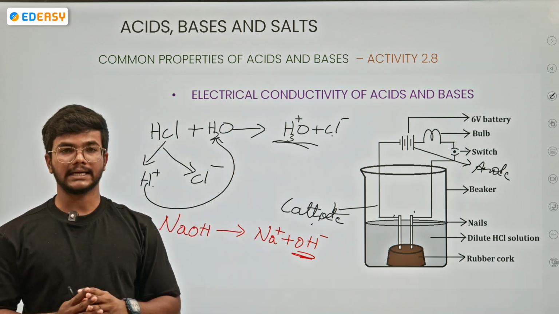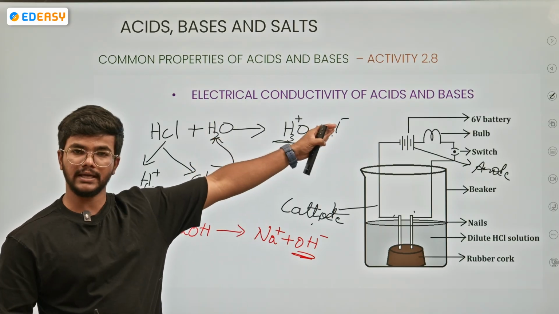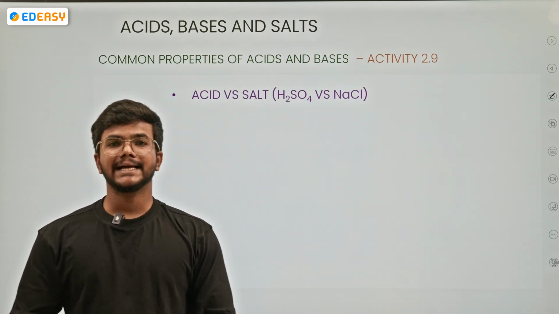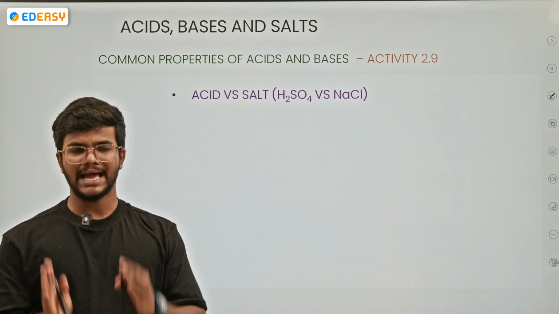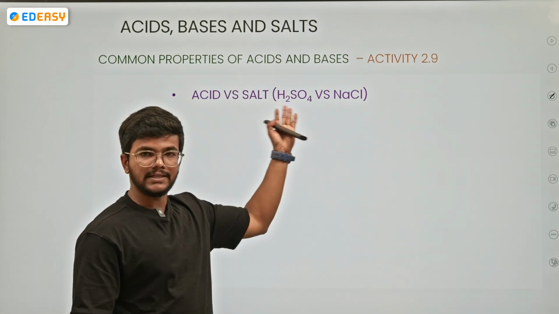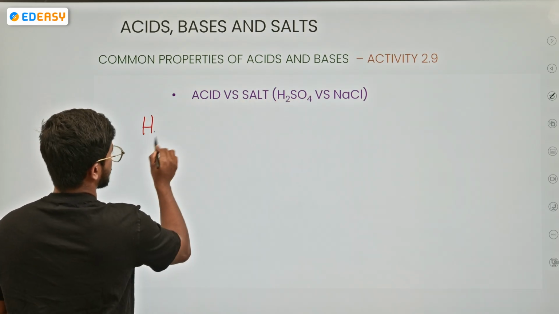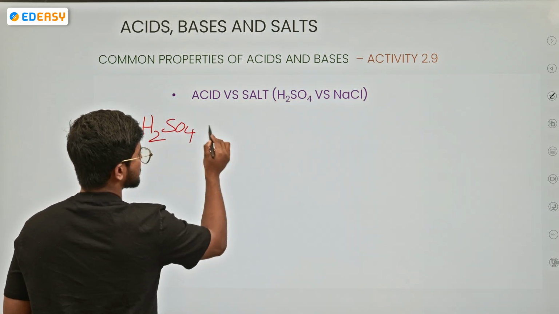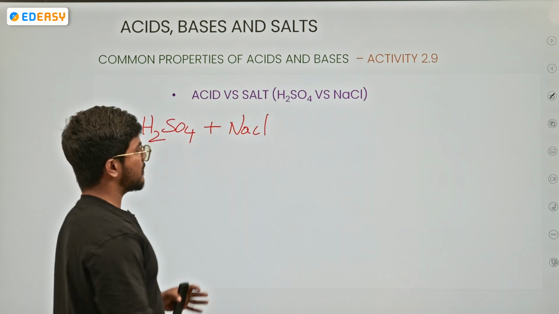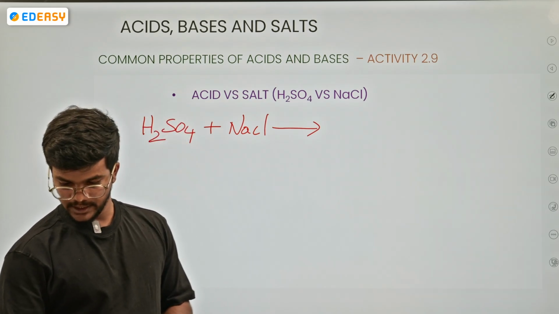So just go through the activity in your NCERT textbook. That is nothing but the electrical conductivity of acids and bases. Okay, next, acid versus salt. So what happens when acid reacts with the salt? Let me take an example that is already given, H2SO4. This is activity 2.9. When H2SO4 reacts with NaCl, what will be the products? Just guess the products in the comment section.